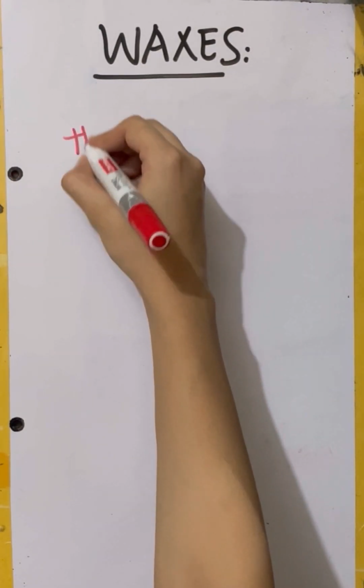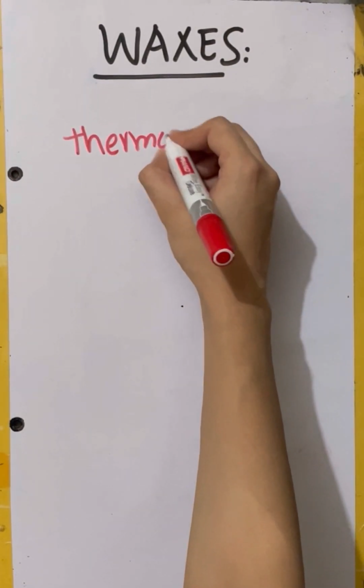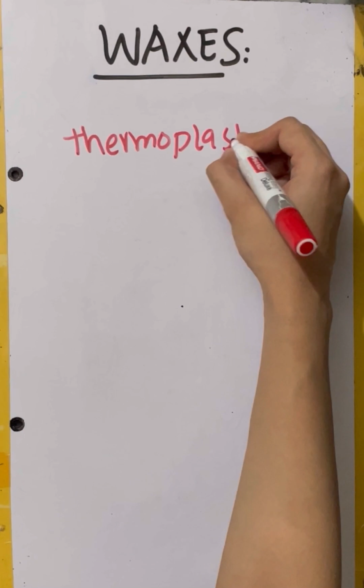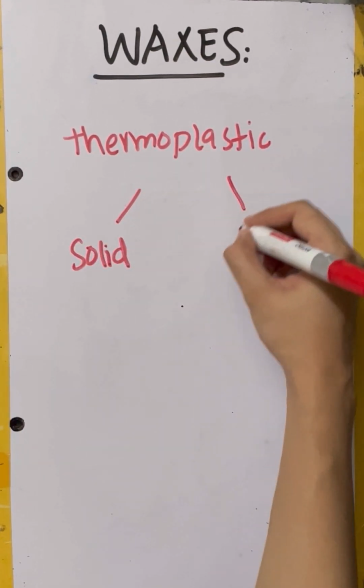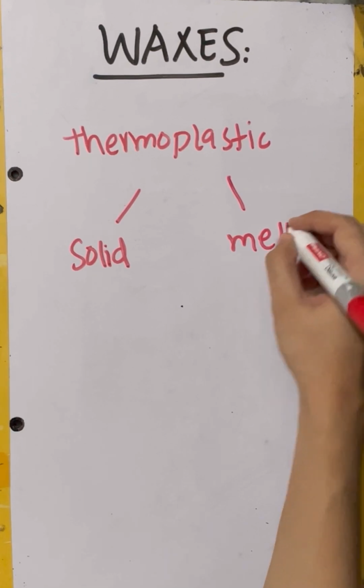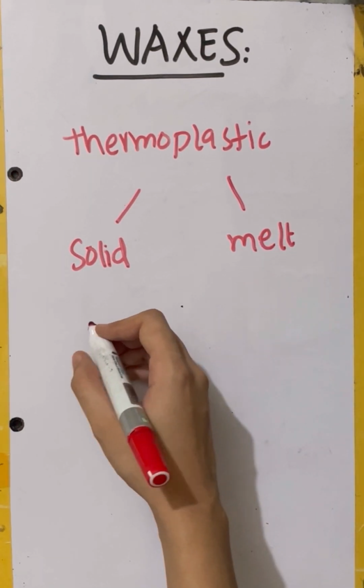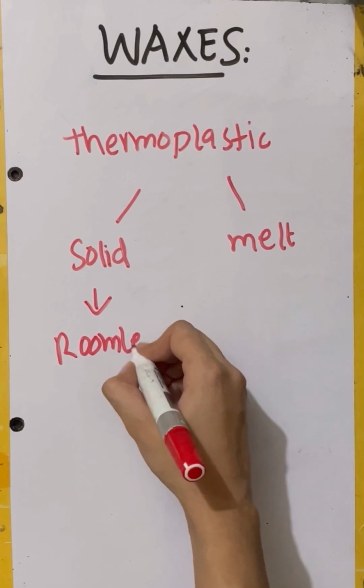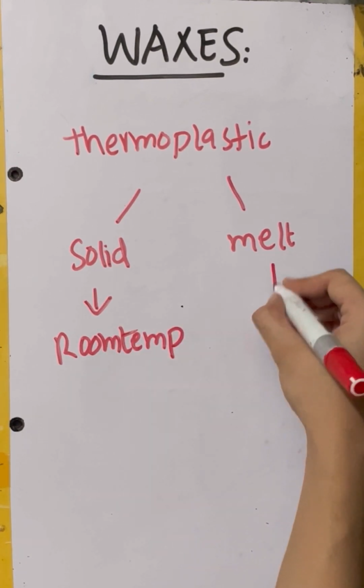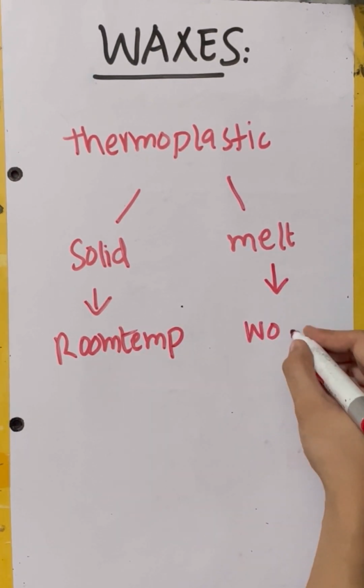Today we are discussing dental waxes. So what are waxes? Waxes are a thermoplastic type of material that can be solid at room temperature, and they can melt without decomposing into liquid.